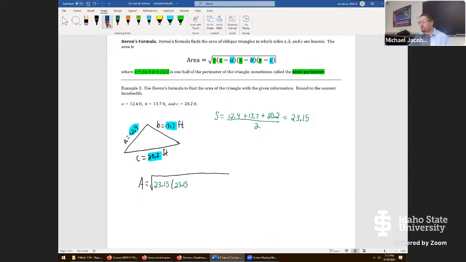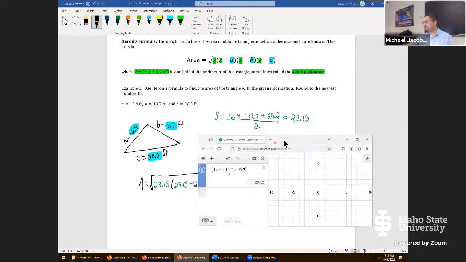I'll just go in order, subtract a first, minus 12.4. Multiply by 23.15. Subtract 13.7. And we're almost there, 23.15. Subtract 20.2. So this alone gives us the area of the triangle exactly. Well, we'll do some rounding after we put it in the square root potentially.